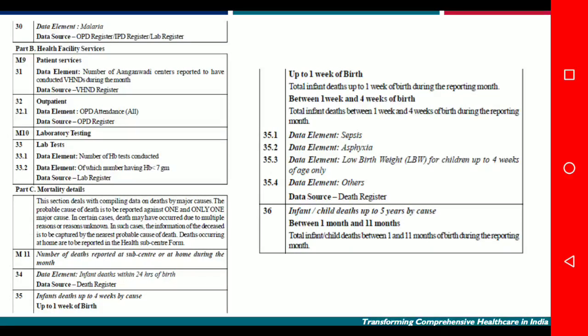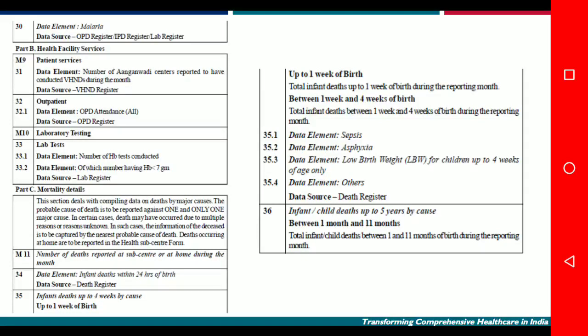The first information is the number of deaths reported at the sub center or at home during the month. Next is infant death within 24 hours of birth, and that information is taken from the death register only. Next is infant death up to 4 weeks by cause. Up to 1 week of birth comes under total infant deaths up to 1 week of birth during the reporting month. Next is between 1 week and 4 weeks of birth, that is, how many infant deaths occurred between 1 week and 4 weeks of birth during the reporting month.